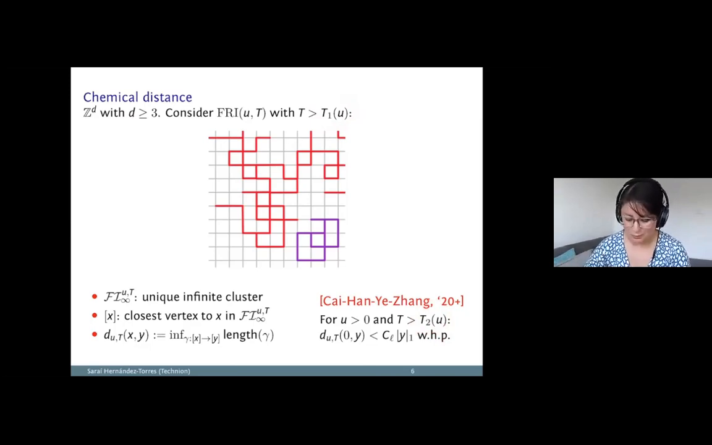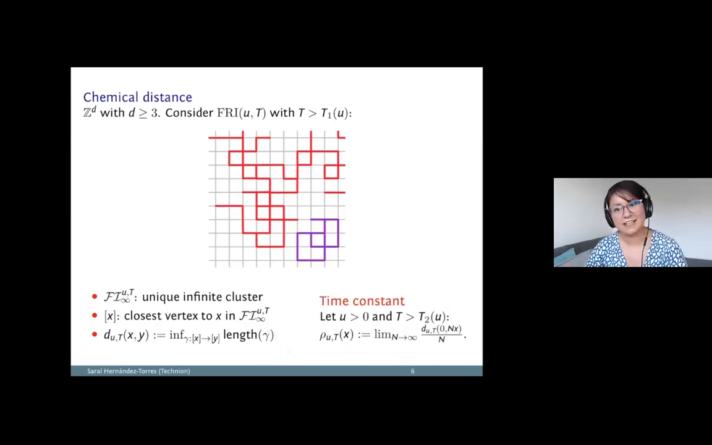But here I want to point out that this is a second critical parameter for which we can say something about the connectivity of the finitary random interlacement. And then with high probability, the chemical distance is bounded above by the L1 distance. And of course, the other bound is trivial because you cannot go faster than Z^d. So what we are going to look at today is the time constant.